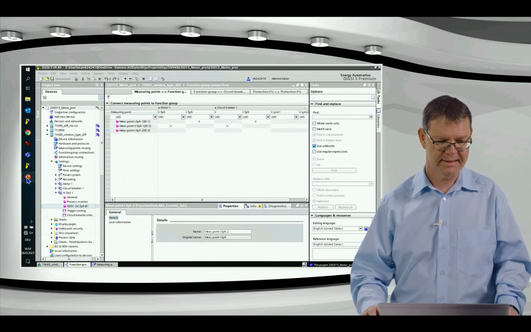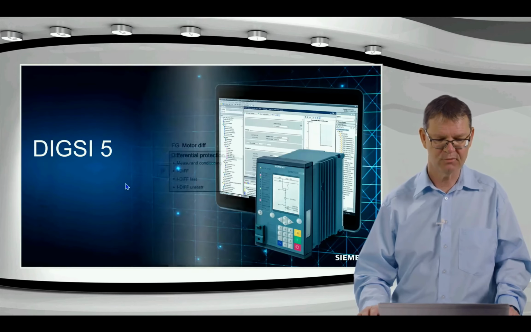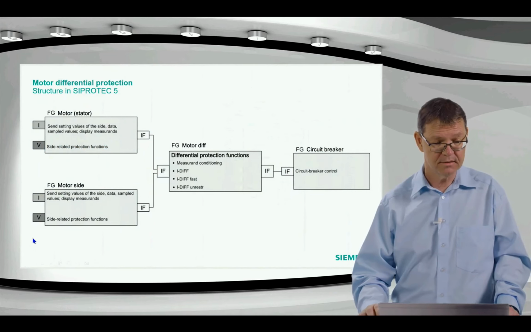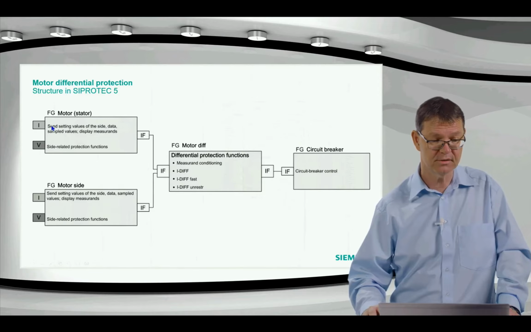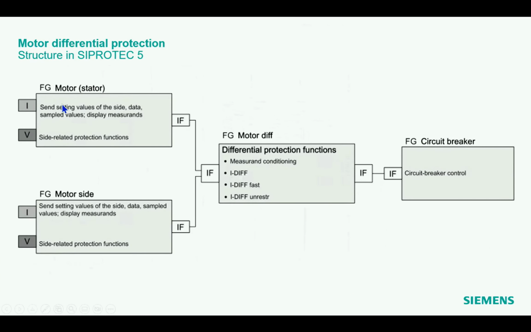Finally, one word about the classical differential protection. I've prepared one slide. Here, the setup is a little bit different. I have a function group motor stator. Here's the current on the in-feed side of the motor, and I have a motor side function group. Here I put the current on the starpoint side. And both go into a function group motor diff. And here are the differential protection functions, the real differential protection functions now, not the overcurrent protection. Here the real differential functions running, and this goes then to the circuit breaker.